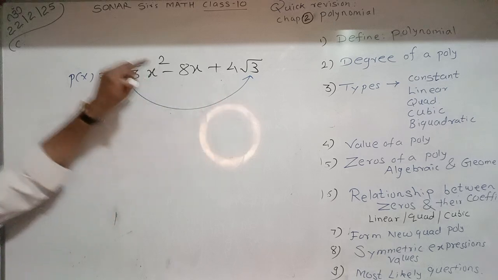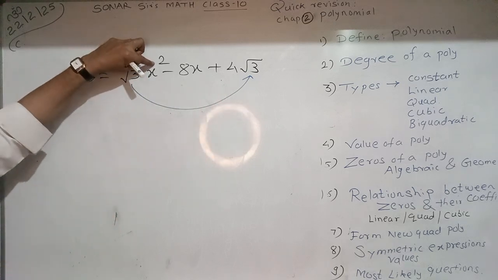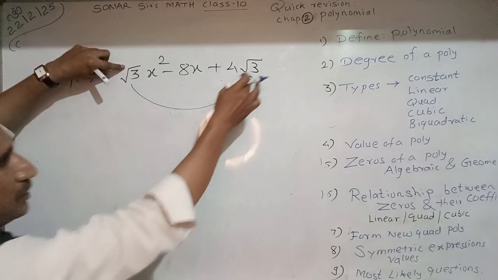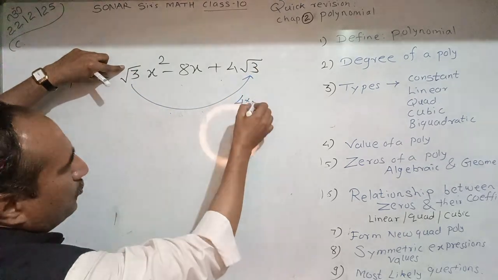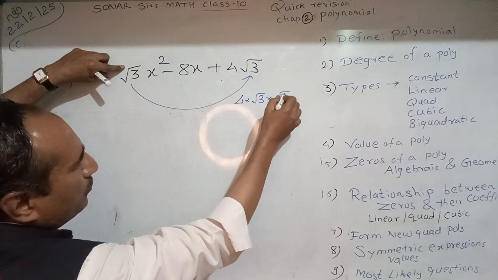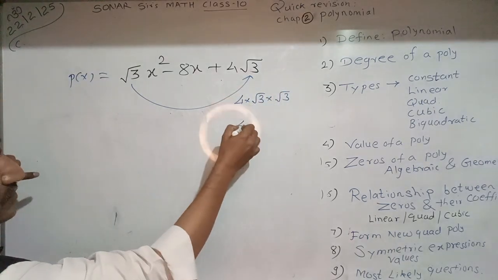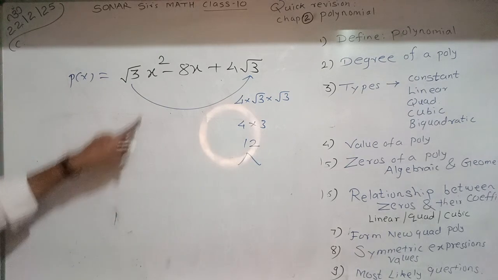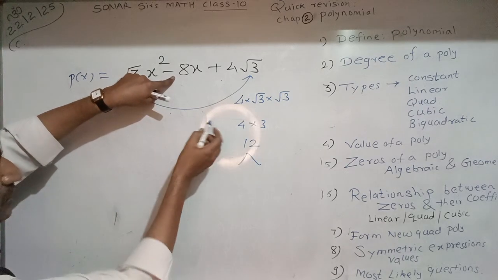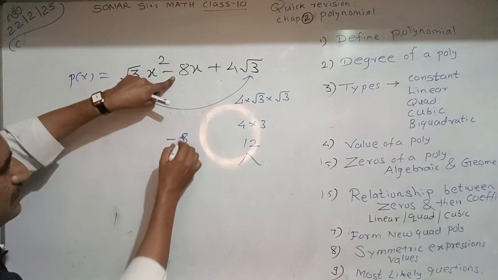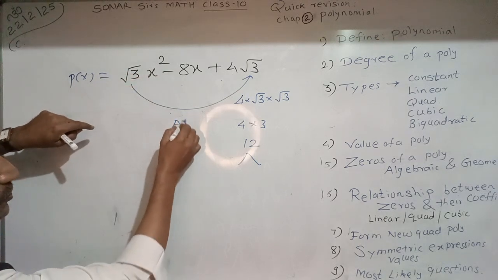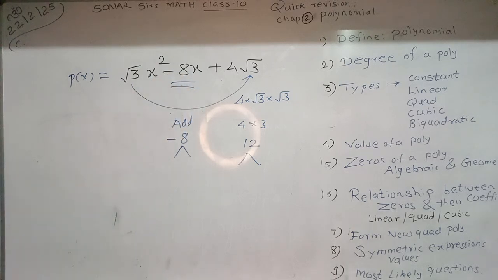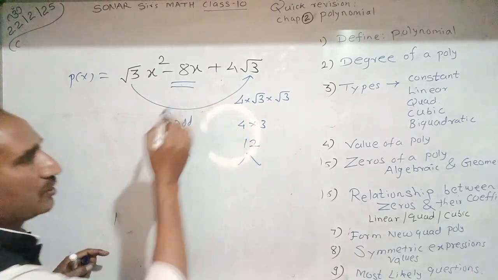So we have to multiply the coefficient of x square by the constant term. So root 3 and this 4. So 4 into root 3 into root 3, it becomes 3, and 4 3s are 12. Here we want the addition as minus 8. So the addition is minus 8 as the middle term, and the product is 12.